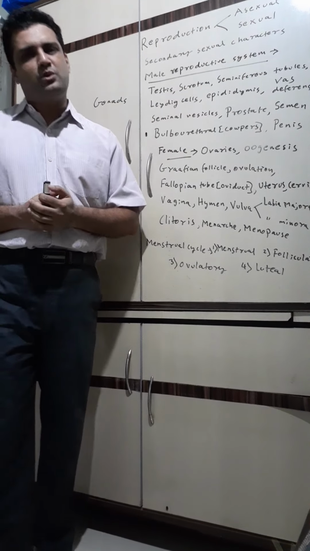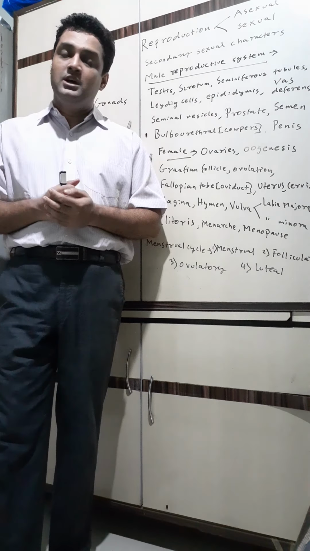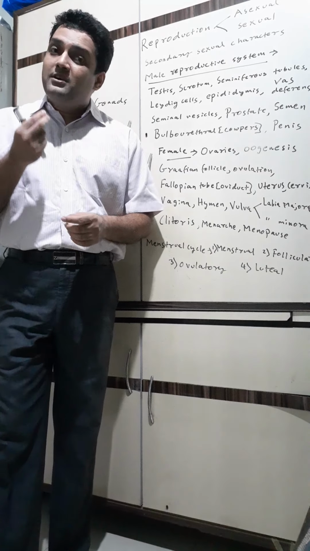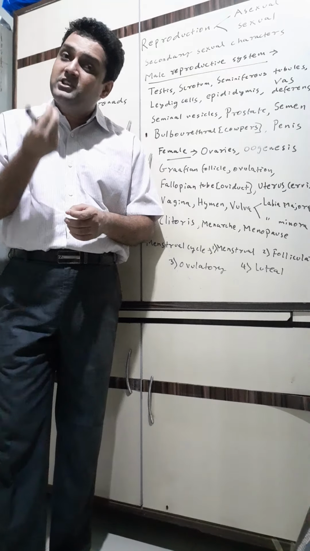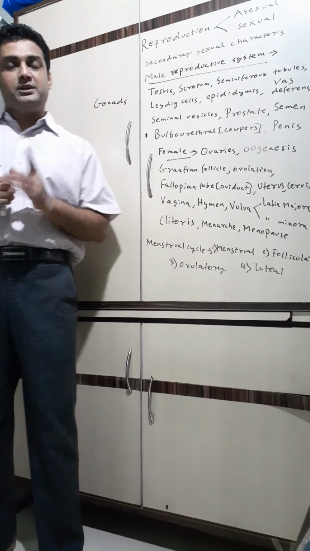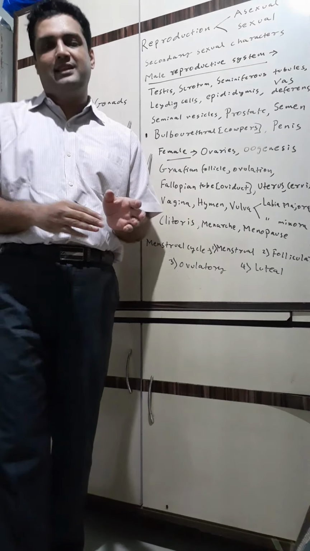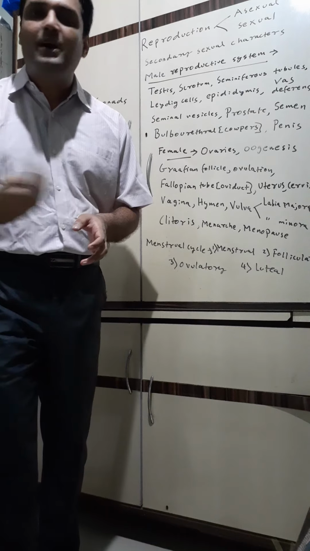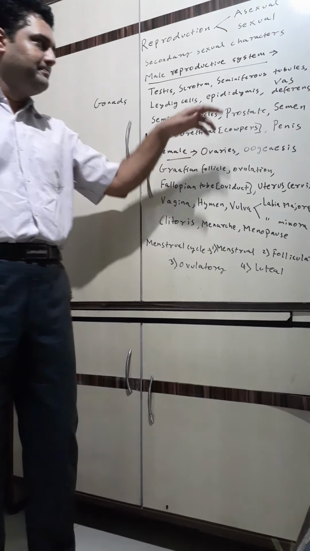Now, why is it in the scrotum? Why is it not in the abdomen? They will ask you a give reason in your exam. So remember, children, for sperm formation to occur, the temperature required is 2 to 3 degrees Celsius lower than the body temperature. Always remember this. Therefore, it could not occur in the abdomen. Therefore, you need the testes to be outside the abdomen. So that pouch is called scrotum. Scrotum has got muscles also.